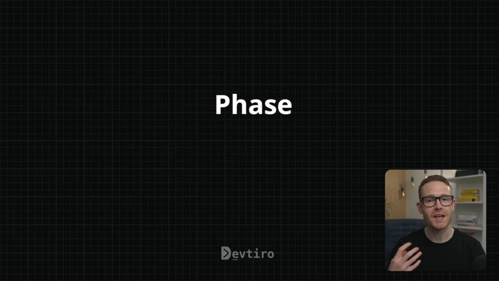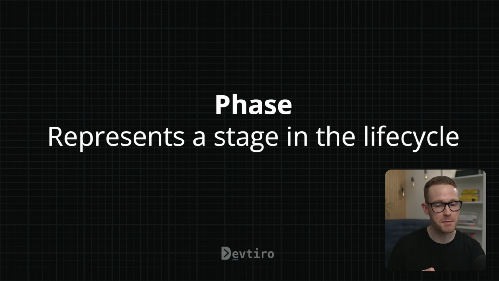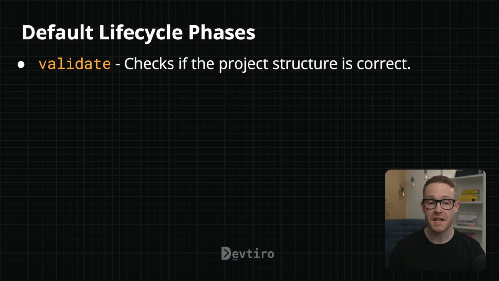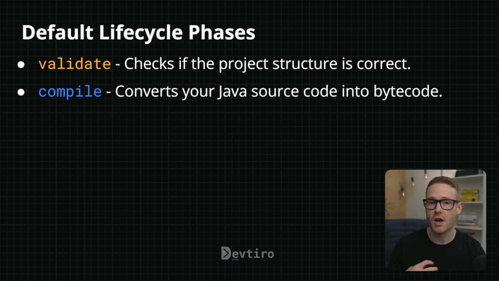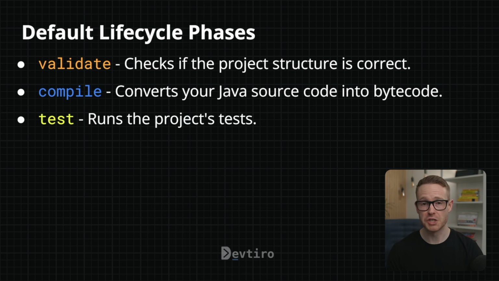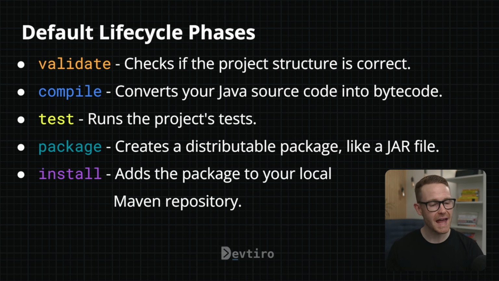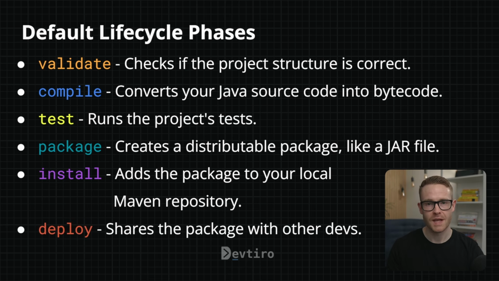Next, let's explore the concept of a phase, and this represents a stage in the lifecycle. So let's explore the phases of the default lifecycle. We have validate, and that checks if the project structure is correct. We have compile, and that converts your Java source code into bytecode. We have test, and that runs your project's tests. We have package, and that creates a distributable package like a jar file. And then we have install, and that adds the package to your local Maven repository. And then we have deploy, and that shares your package with other devs.